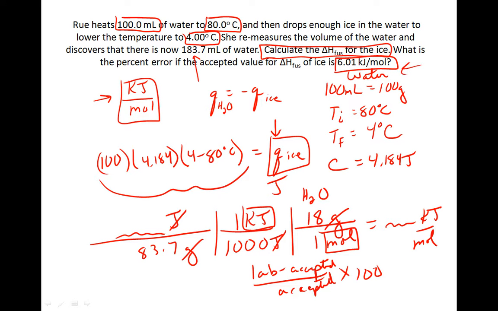Remember, our accepted value is the 6.01. Our lab value is whatever you get when you do that calculation there. All right, that's all there is to it. It's exactly like the lab we did yesterday. I just wanted you to see it one more time in a formal problem.